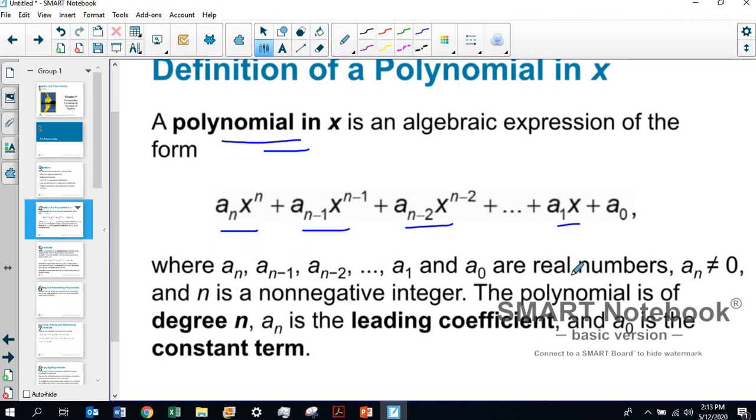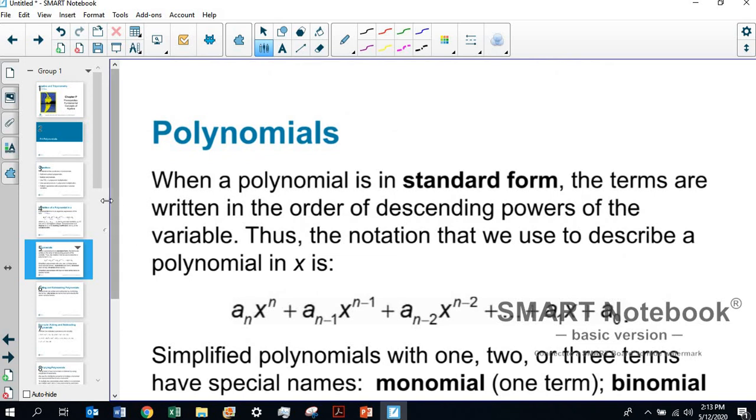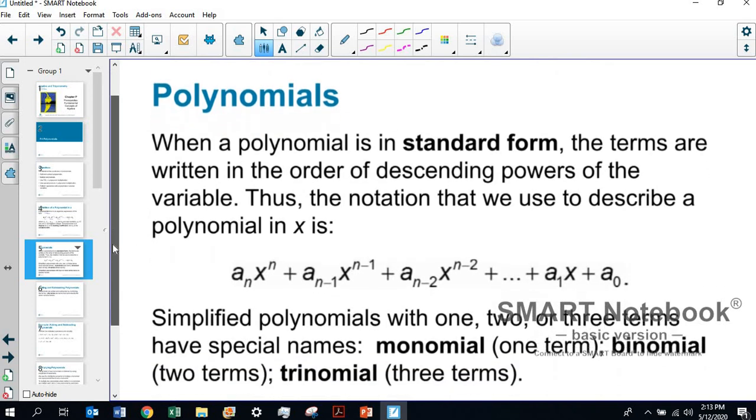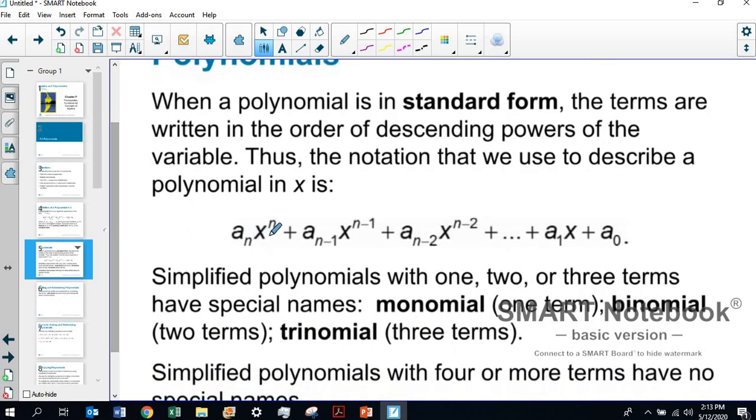a sub n represents real numbers. They're called the coefficients, and a sub n is the coefficient of x to the n. a sub n minus 1 is the coefficient of x to the n minus 1, that kind of thing. All right, and it's that simple, and that's what a polynomial is, and we deal a lot with polynomials in college algebra. We will introduce some other types of expressions, but we'll deal with polynomials for the first couple of chapters.